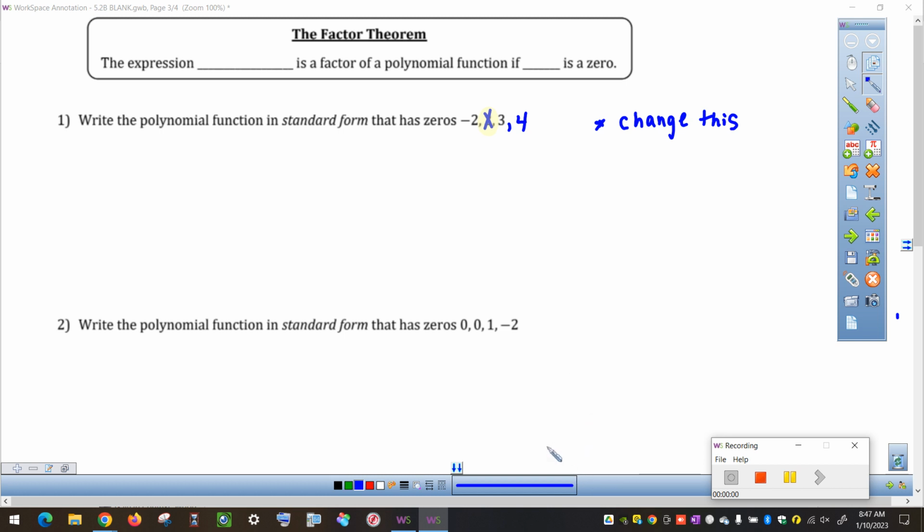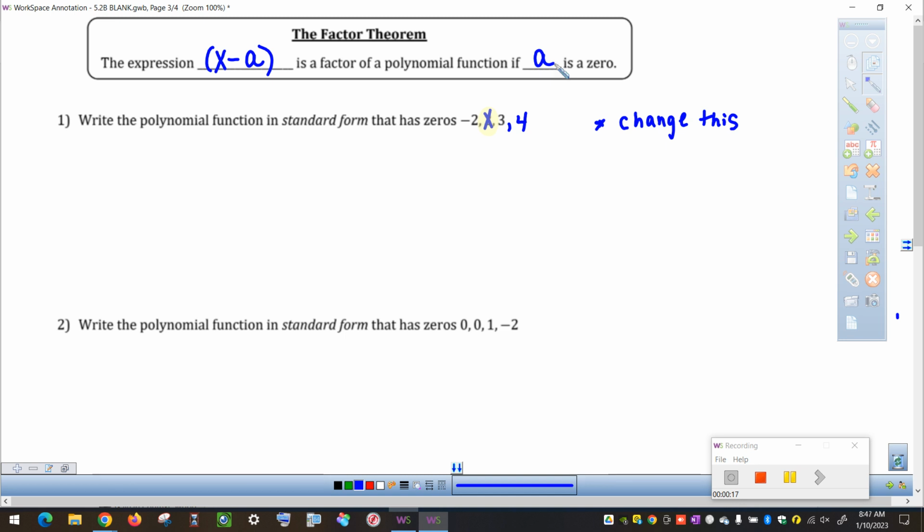All right, so let's start here by filling in the factor theorem statement. What this says is that the expression x minus a is a factor of a polynomial function if a is a 0. Now, a is just going to represent a number, so notice how whatever that number is, if you subtract that number from x, it's going to make it look like the opposite sign as whatever the 0 was when it goes into the parentheses.